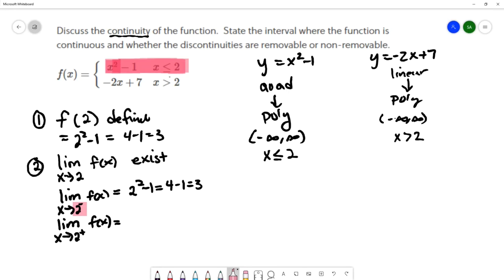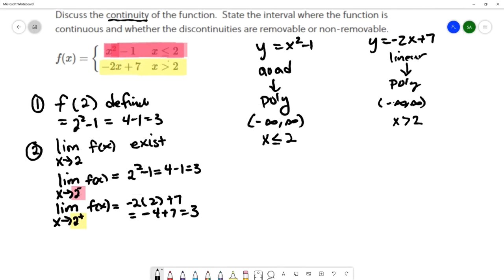And then when we find the limit from above, 2 plus, we need to use the second equation because we use that second equation when x is greater than 2. So we have negative 2 times 2 plus 7. That is negative 4 plus 7, which is 3. So that limit does exist because these one-sided limits are matching each other. So the limit as x approaches 2 of f of x is 3.